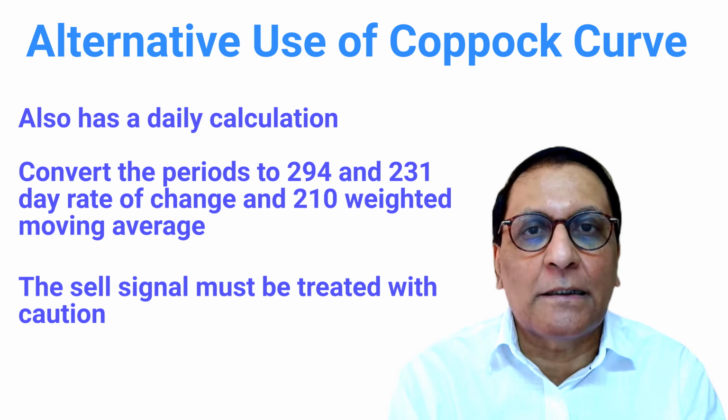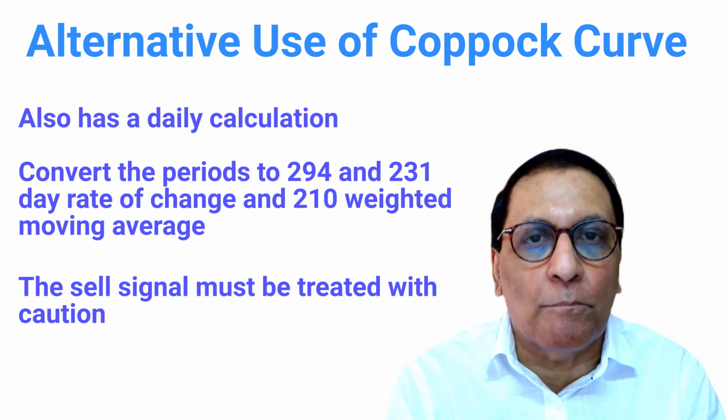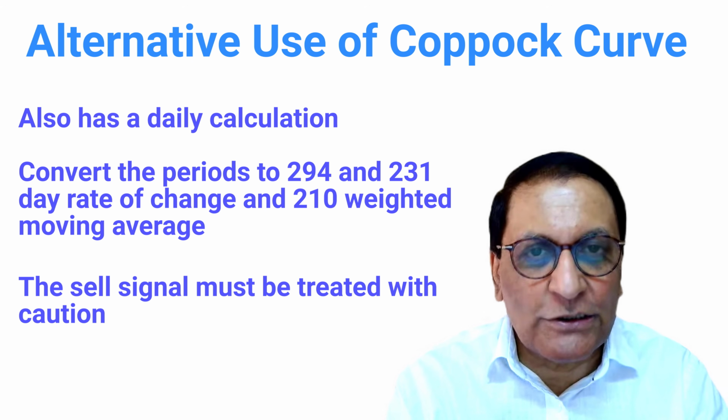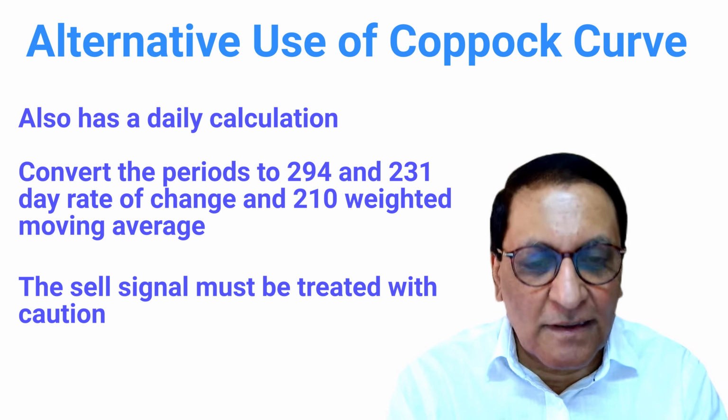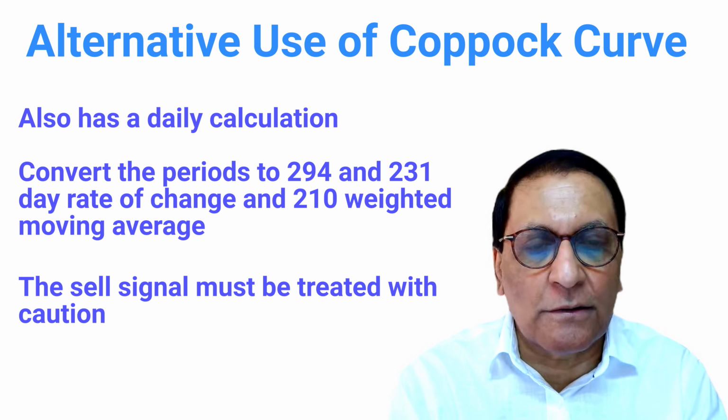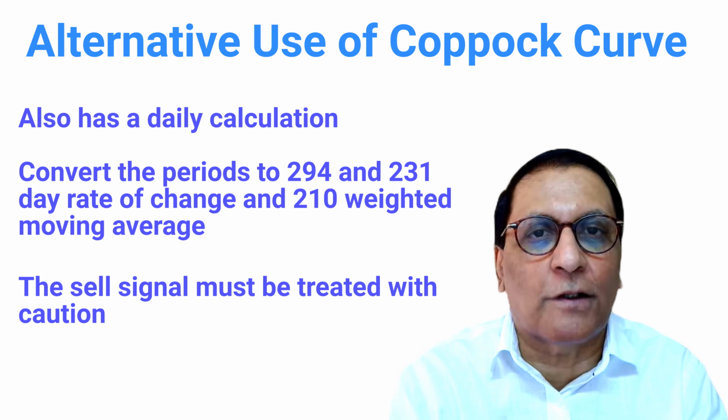Therefore, we note that the Coppock curve is a powerful macro indicator which gives us bottoming levels with tremendous precision. The sell signals must be treated with caution and must be taken only after a good bull run. We hope that you will benefit by this powerful indicator.